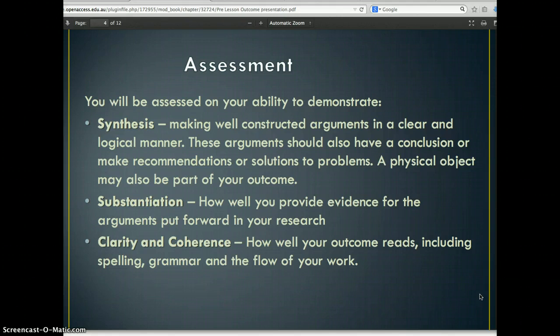Clarity and coherence. This is how well your outcome reads, including spelling, grammar, and the flow of your work. So this is about how academic your writing is.